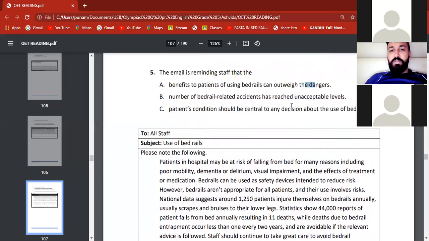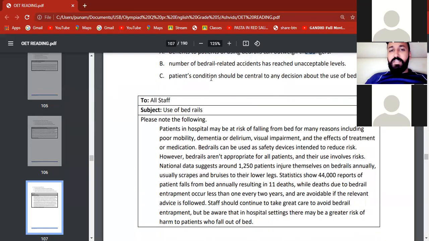So yeah, the danger is there. They are injuring themselves annually, but it is not saying that it is increasing. It has reached an acceptable level, usually scrapes and bruises to their lower legs. Statistics show 44,000 reports of patient falls from bed annually, resulting in 11 deaths, while deaths due to bed rail entrapment occur less than one every 2 years and are avoidable if the relevant advice is followed.